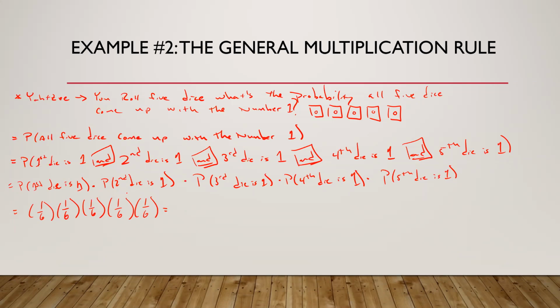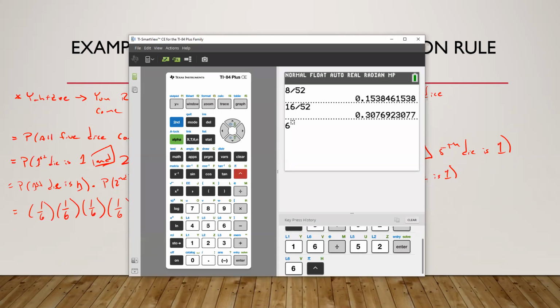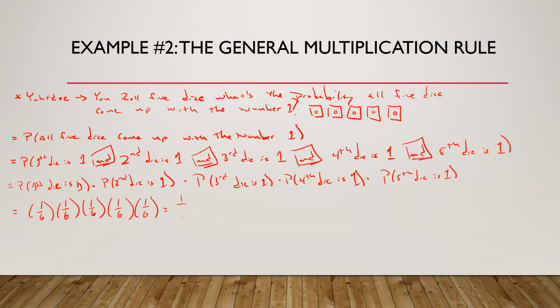So 1 times 1 times 1 times 1 times 1 is 1. And 6 to the 5th power is 7776. So the probability that you would roll 5 dice and they all come up with the number 1 would be 1 in 7,776. So it's not very often, okay? I wouldn't spend your day trying to do it. If you do it, you got lucky, really is what's going on, okay?